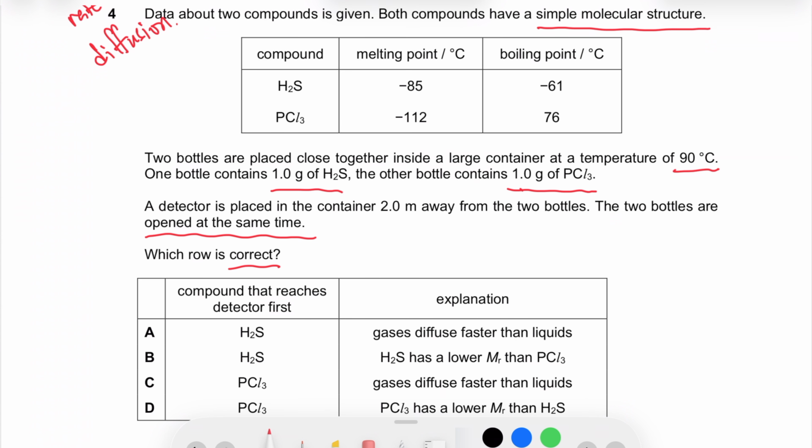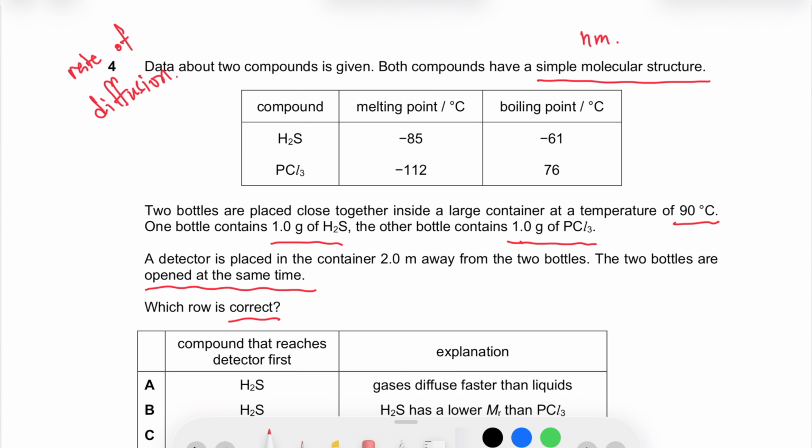A compound that reaches the detector first. In order to figure out which one will diffuse faster, you have to calculate the Mr. If you look at our periodic table, H2S will be 2 plus 32, which is 34, and PCl3 will be 31 plus 3 times 35.5. If you use your calculator, you will get around 137.5.